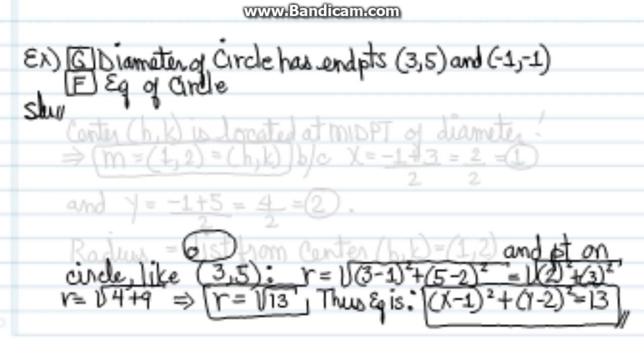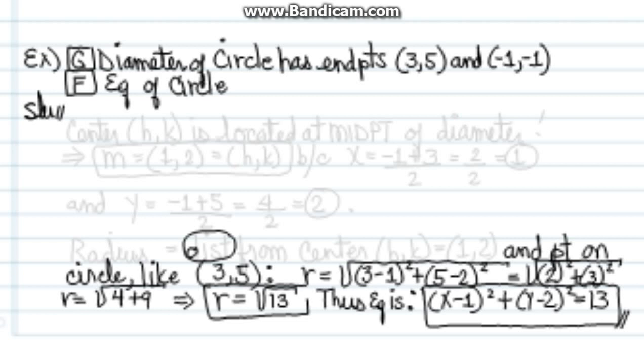Given the diameter of a circle has the endpoints ordered pair (x, y) equals (3, 5) and (-1, -1), find the equation of the circle. Now I should have drawn a picture of this, because if you have a circle and you take any point on that circle and draw a line straight across through the center to the other side, that line represents a diameter of the circle.